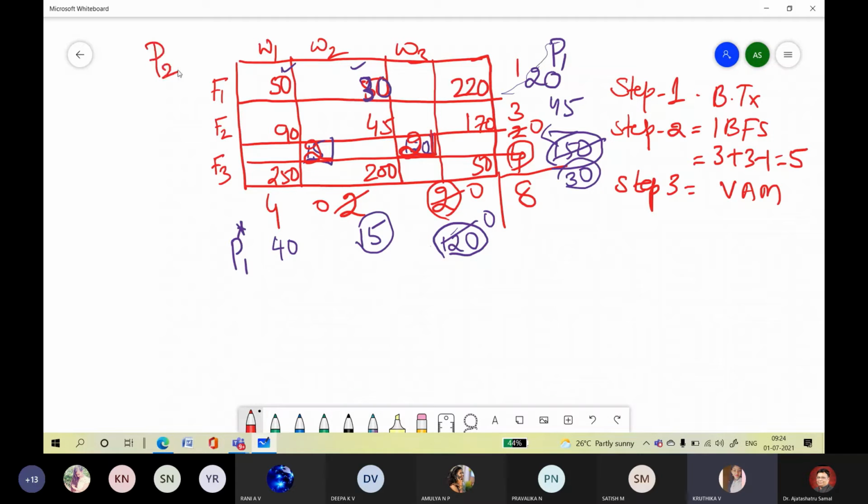Next P2 star. What is the difference here? Can you tell me? 20. Correct. Next, what is the difference? 45. Next is dead. Column-wise you have to check. 40. Next is 15. This is dead. So which is the highest one? 45. Correct. So 45 you need to operate. In that, which is the least element? 45. This is also dead. Correct.